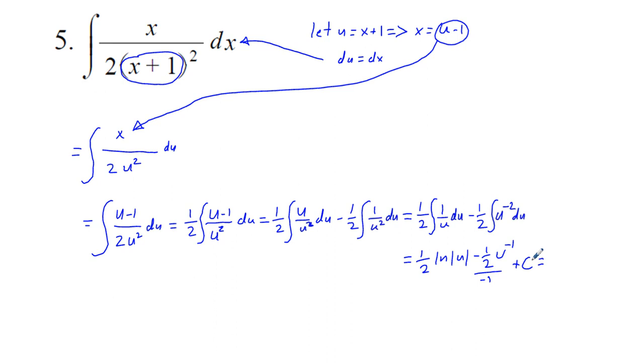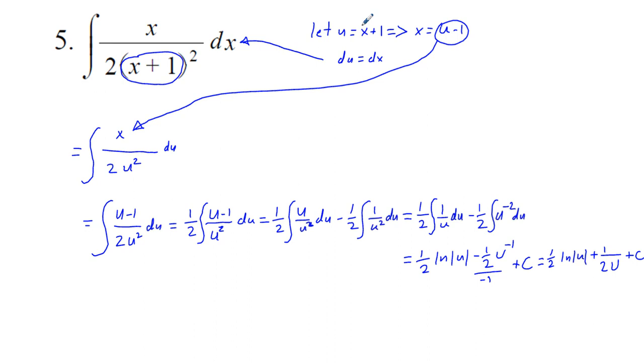And now we're going to have here 1/2 natural logarithm of u, and then cleaning this up here, we have negative 1/2 divided by negative 1 is going to end up being plus. We have 1, and we have this 2 down here. u to the negative 1 power becomes u down in the denominator plus c.